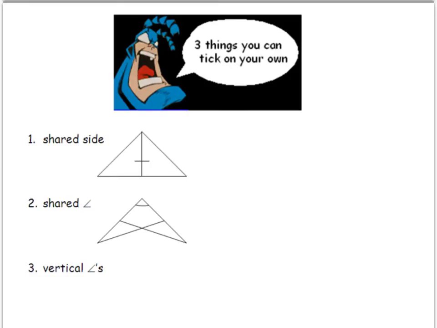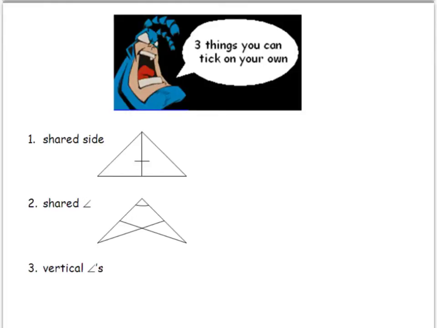So when we're proving triangles are congruent, there are a couple things that you're allowed to do. You are allowed to tick things on your own. You might be asking, what in the world is this? Google "tick the cartoon," maybe. And then you'll figure out why we are so old and you have no idea what we're talking about. So, 3 things that you can tick on your own with triangles.